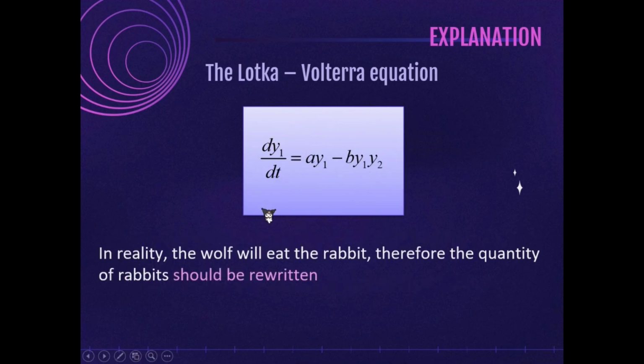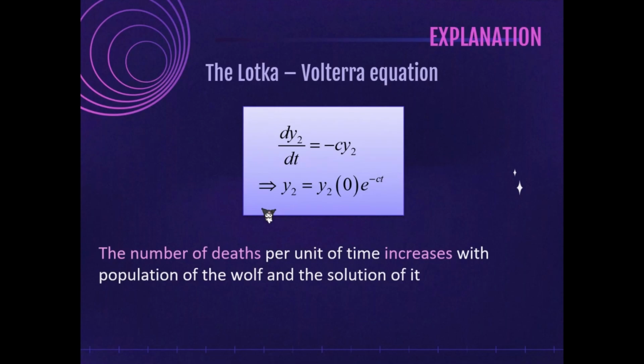Without the rabbits, there would be a food shortage and the foxes would become fewer in number at a rate corresponding to their own population. The number of deaths per unit of time increases with population, following this equation, and the solution is y2 equals a constant multiplied by e to the power minus ct.